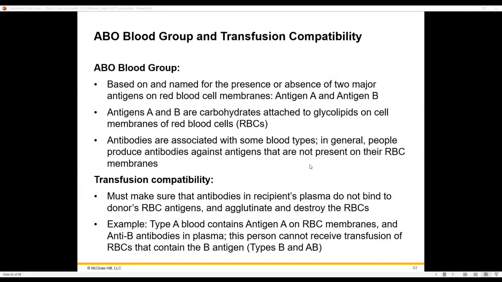Antibodies are associated with some blood types. In general, people produce antibodies against antigens that are not present on their red blood cell membranes. In transfusion compatibility, we must make sure that antibodies in the recipient's plasma do not bind to the donor's red blood cell antigens and agglutinate and destroy the red blood cells. An example, type A blood contains antigen A on the red blood cell membranes and anti-B antibodies in plasma. This person can receive transfusions of red blood cells that contain the B antigen, so types B and AB.